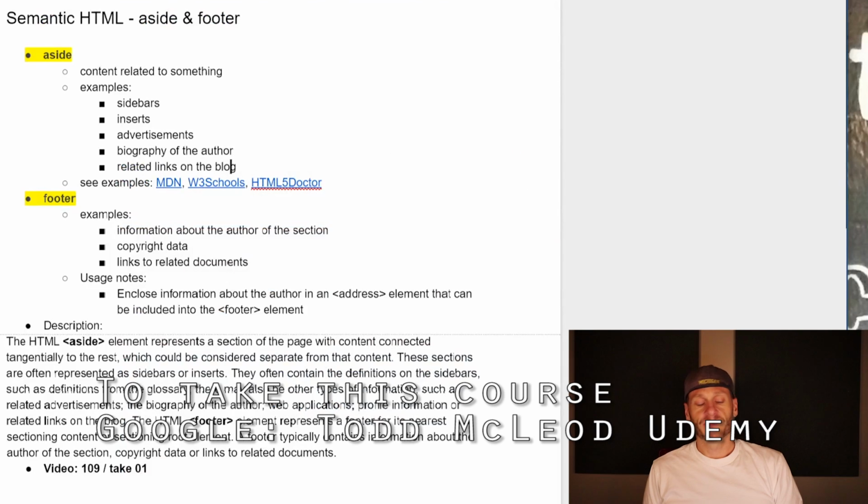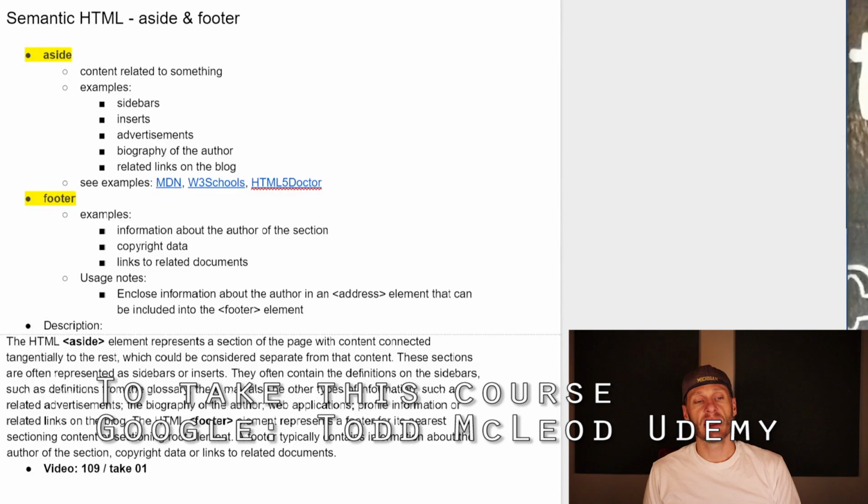So here's examples of the footer. Information about the author of the section. Copyright data. Links to related documents, right? Enclose information about the author in an address element that can be included into the footer element. So we'll see that coming up. We're going to look at the address element. But anyhow, that's the footer.